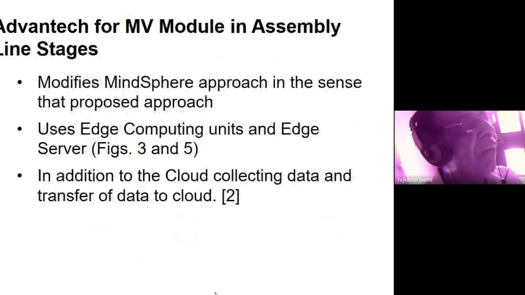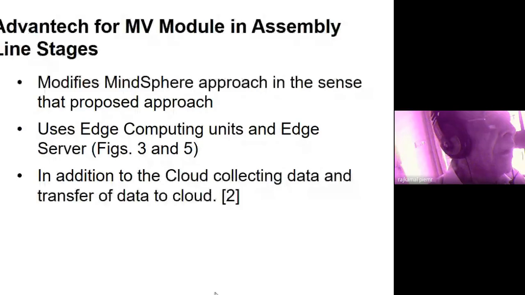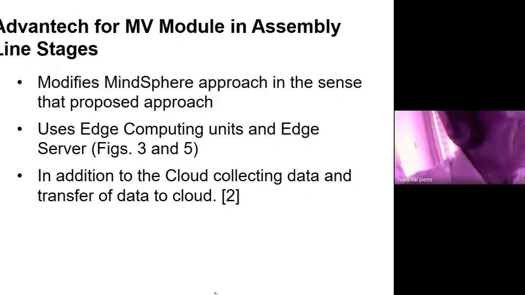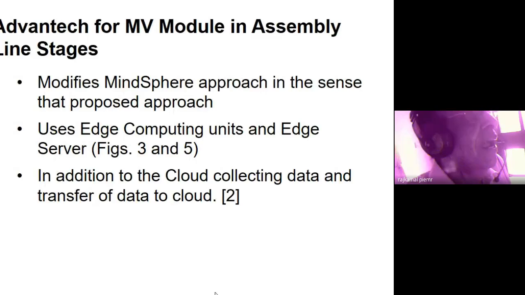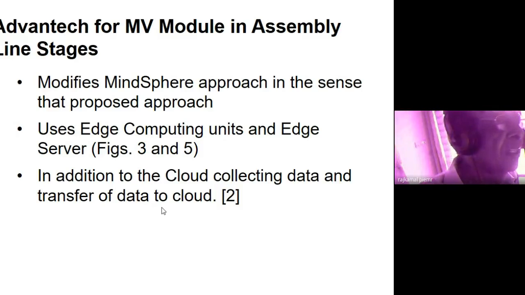There, Advantech's operation is different from the MindSphere approach. The MindSphere approach is to offer you a software at the cloud. The Advantech offer is to offer you the edge computing unit and the edge servers, in addition to use of the cloud data. So this is one approach, and that is another approach. In the Advantech approach, you are using the Intel software and Intel open vector neural network processing units, while in the case of the other approach it is TensorFlow units and so on.